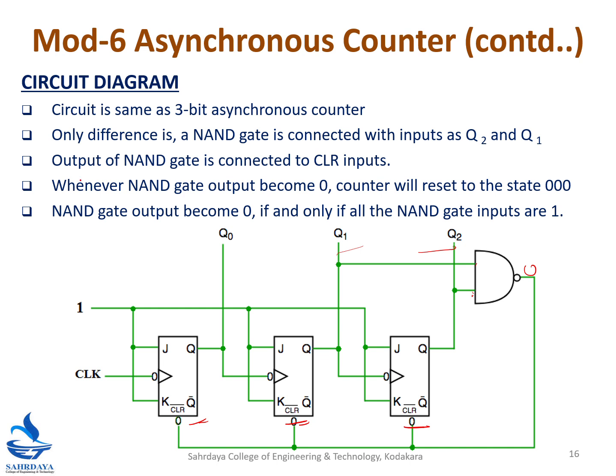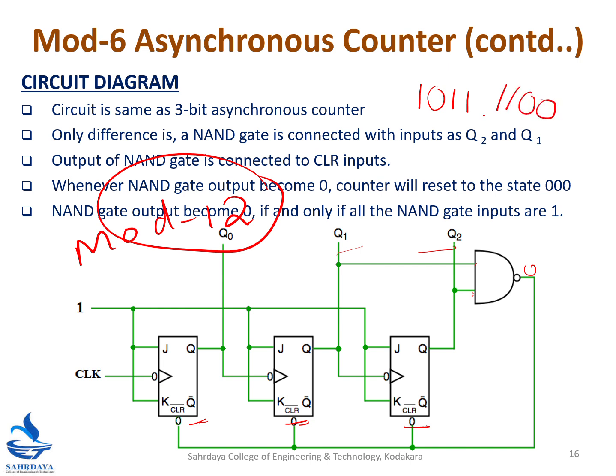Then similarly, we can also design a mod 12 counter. A mod 12 counter means it can count from 0 to 11. 11 is nothing but 1, 0, 1, 1. So it needs to count from 0, 0, 0, 0 to 1, 0, 1, 1. And whenever the next state 12 comes, which means 1, 1, 0, 0 is 12, all the flip-flops need to be cleared.